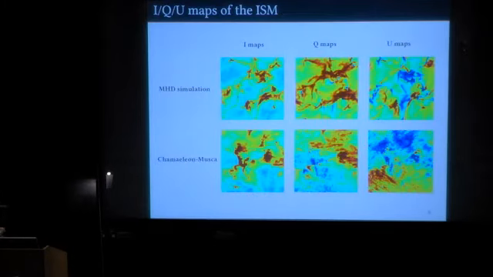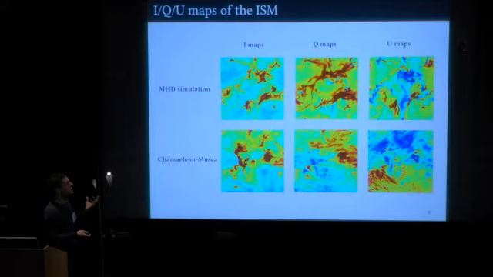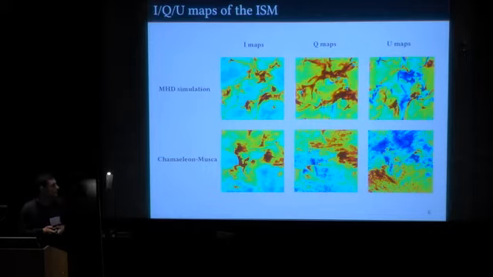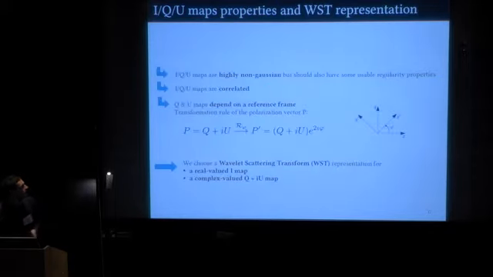So these are some examples of these Stokes maps, I, Q, and U, for a magneto-hydrodynamical simulation and an observation, which is Chameleon Musca. So you see these filamentary patterns, and you also see that these maps are correlated. So I, Q, and U maps that all depend on the same quantity, the density of dust and the local orientation of the magnetic field, have similar patterns, and we need to take that into account when statistically describing these fields.